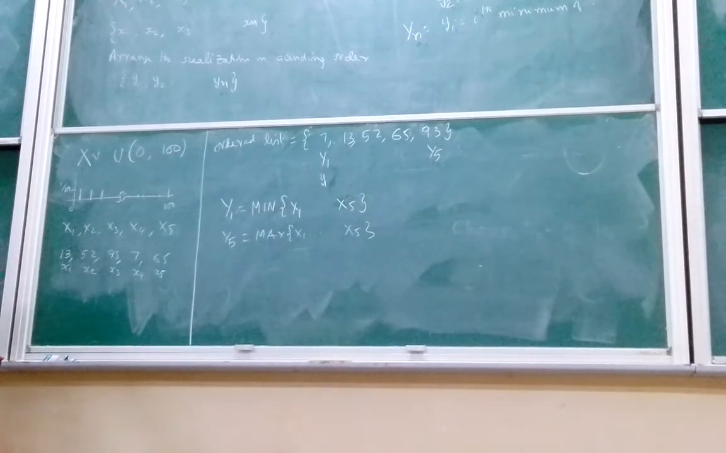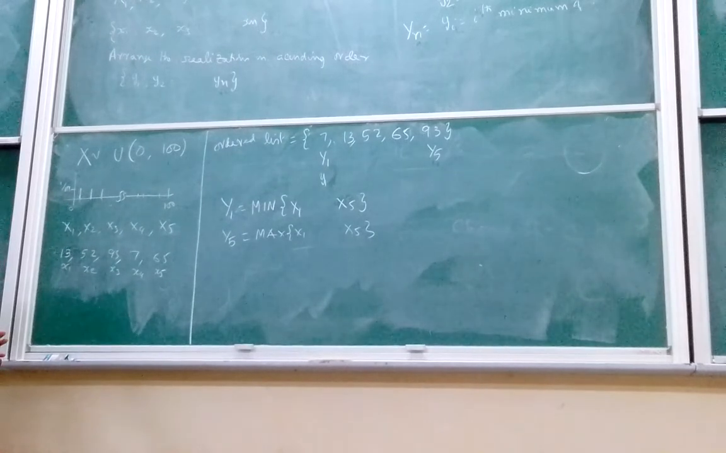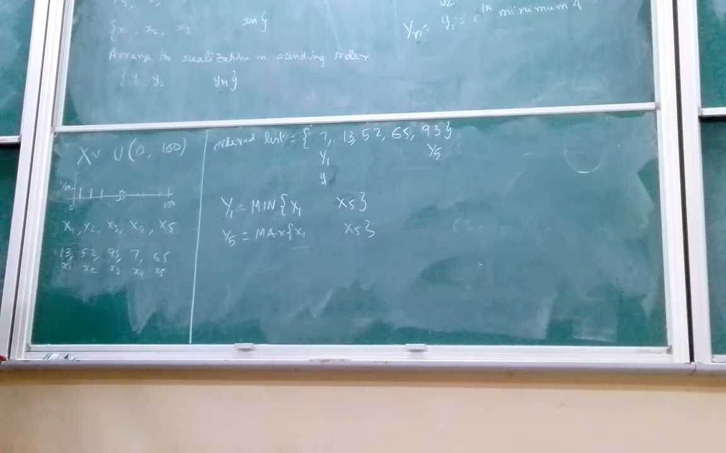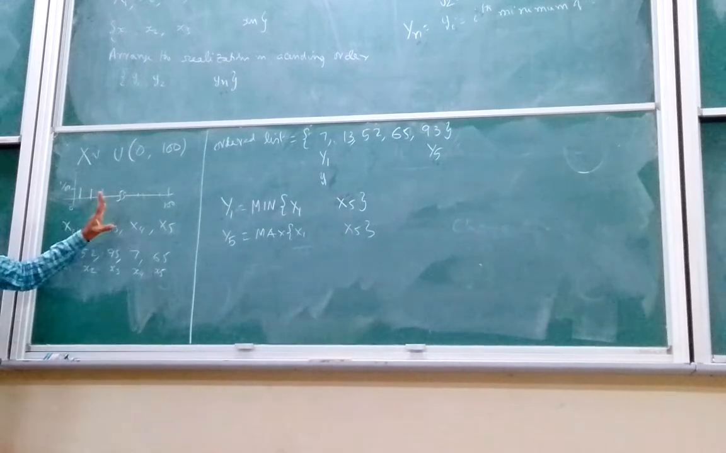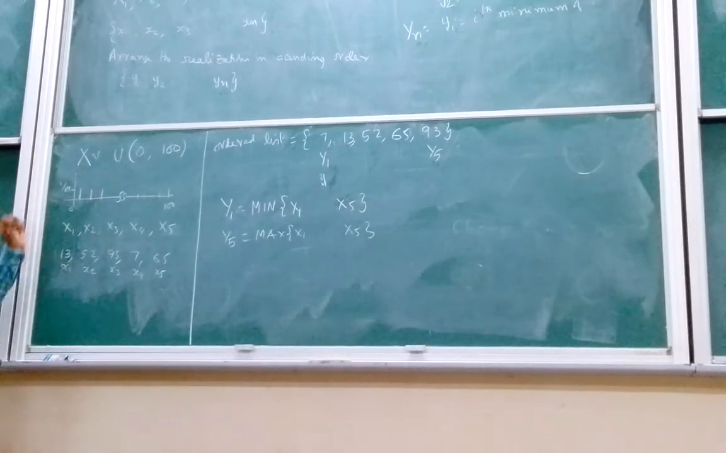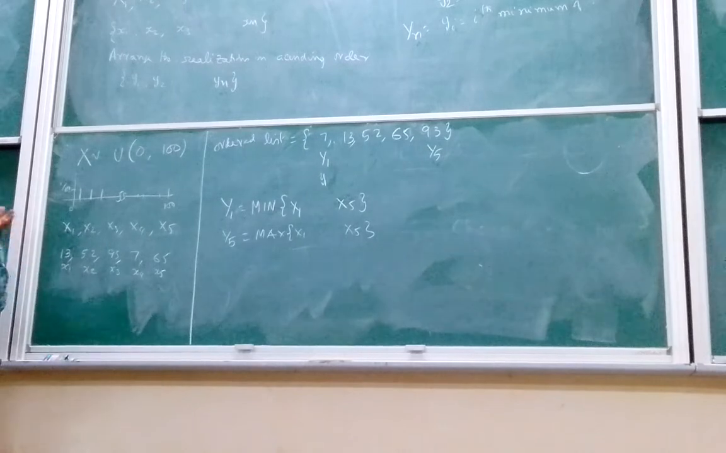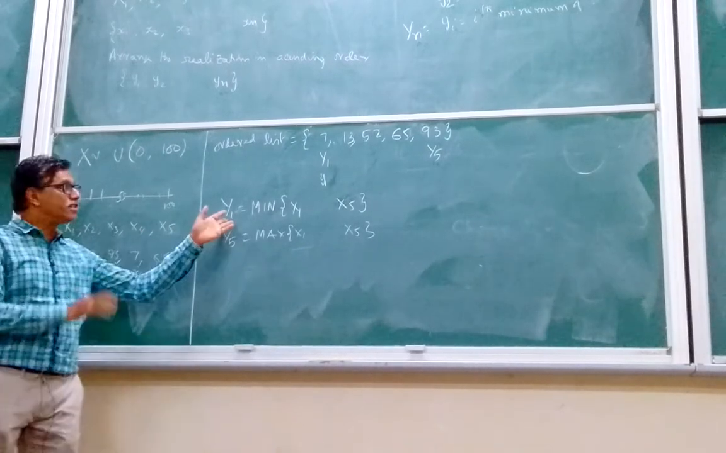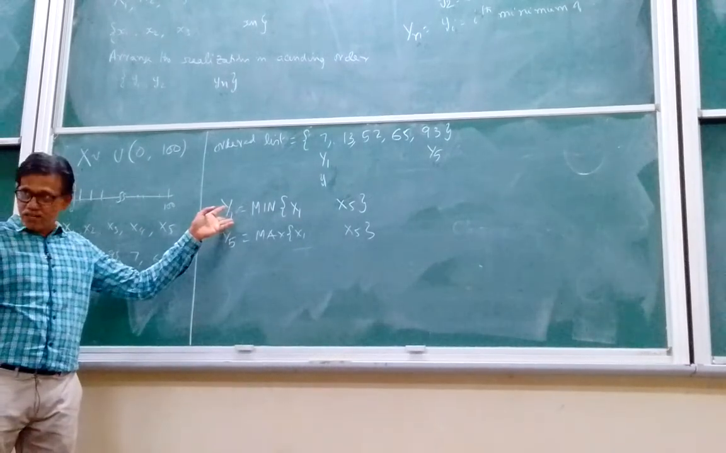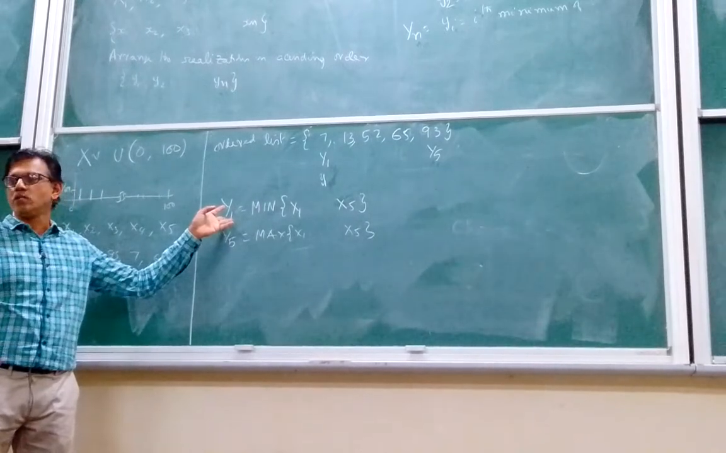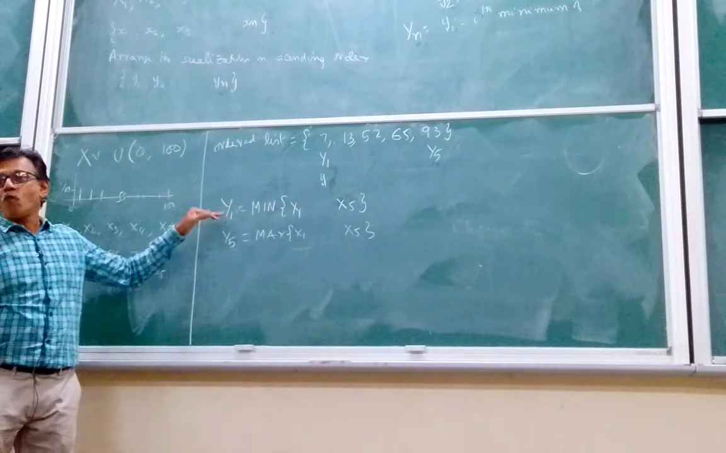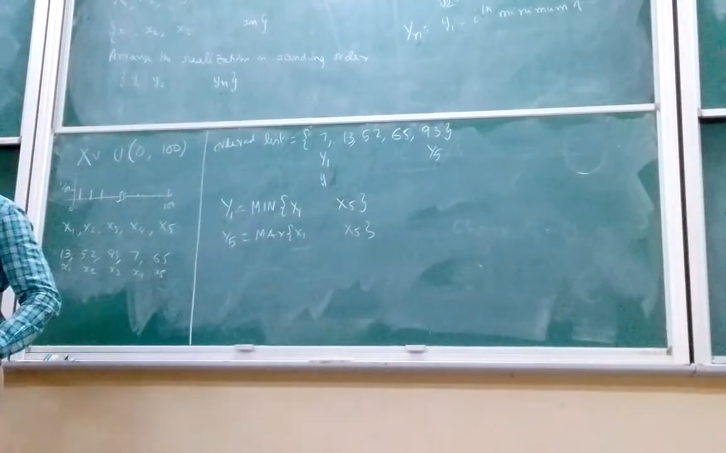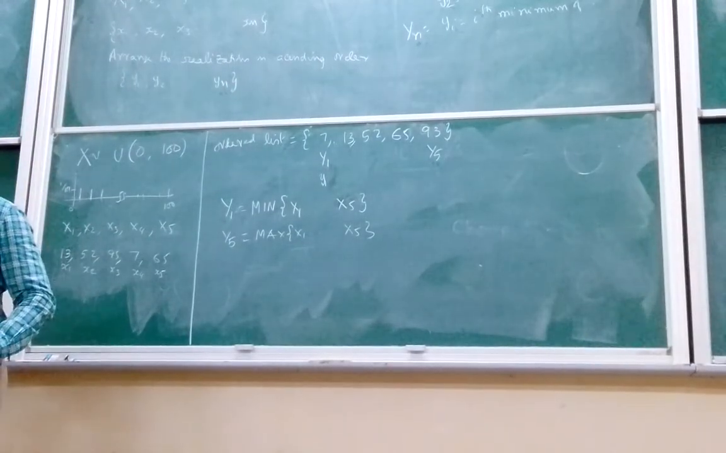Can I say yi is uniform 0 to 100? Is the question clear? x1, x2, x3 are all uniform 0 to 100. And then I take a realization, order it, and take the minimum. Now I ask: that y1, which is the minimum of 5 realizations of a uniform distribution, what distribution will it have? What PMF will y1 have? It will be uniform.